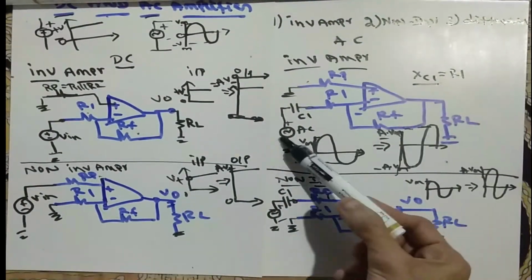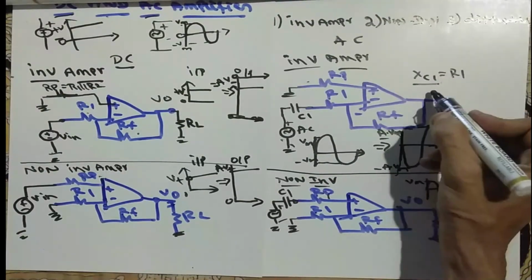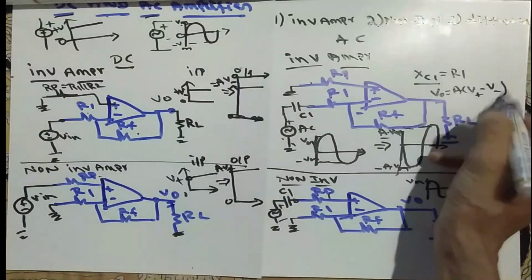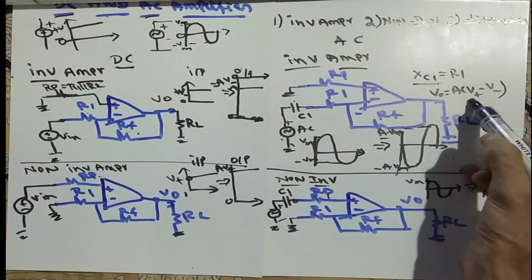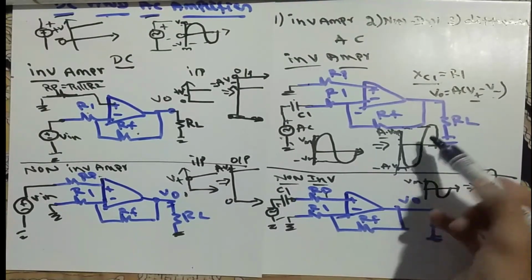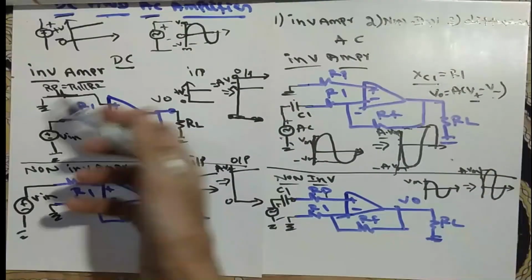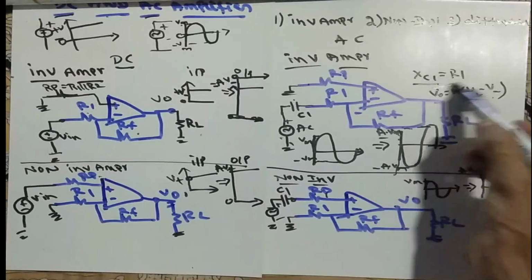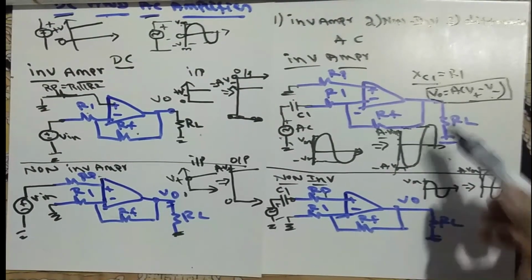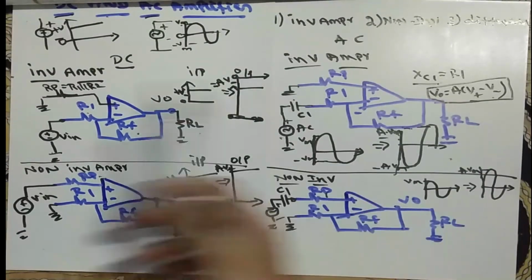So wherever input is given, according to that you can use the formula V0 = A × (V+ − V−) everywhere. In this case V+ is grounded, so you are getting a negative of -1. Because of the negative you are getting inverting. Similar operation everywhere. Take this as a reference equation everywhere, and according to that you can explain what is the actual stuff going on in each circuit.